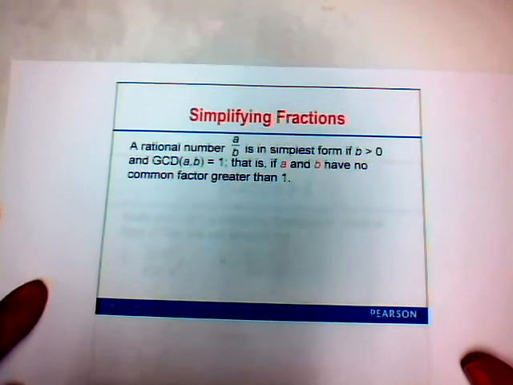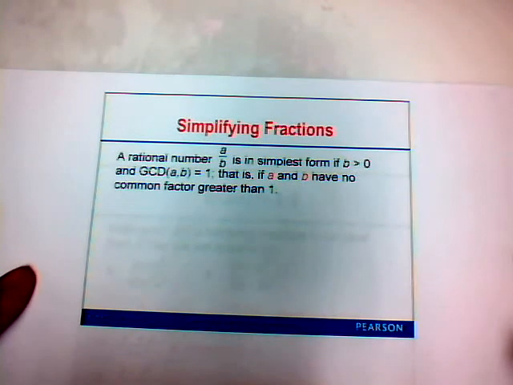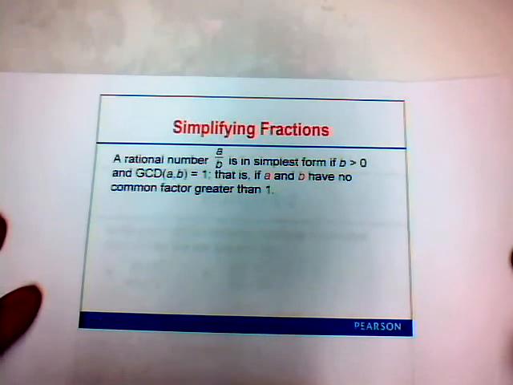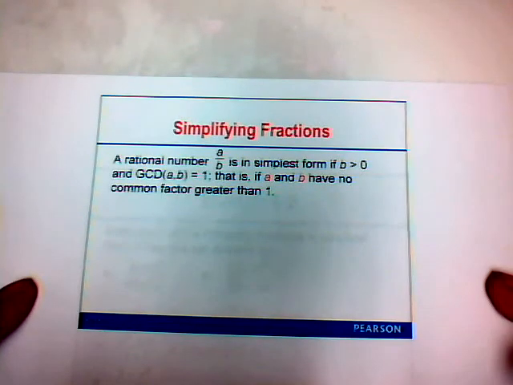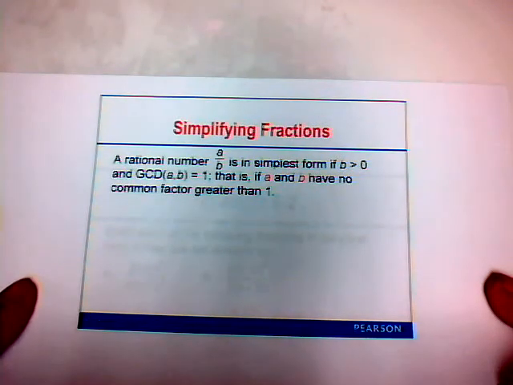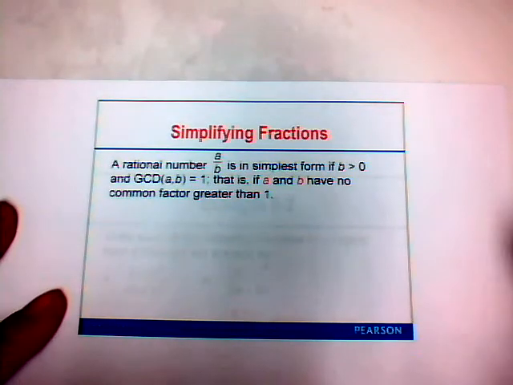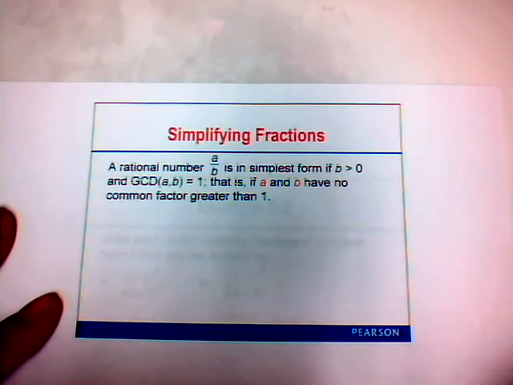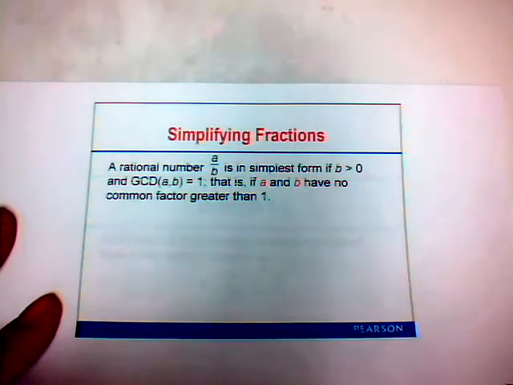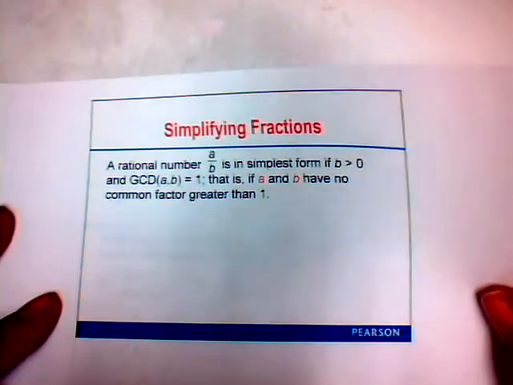Okay, let's look at simplifying fractions. A rational number a over b is in simplest form if b is greater than 0 and the greatest common divisor of a and b is equal to 1. That is, if a and b have no common factor greater than 1. If no common factor for a and b is greater than 1, then that fraction a over b, or the rational number a over b, will be in simplest form.